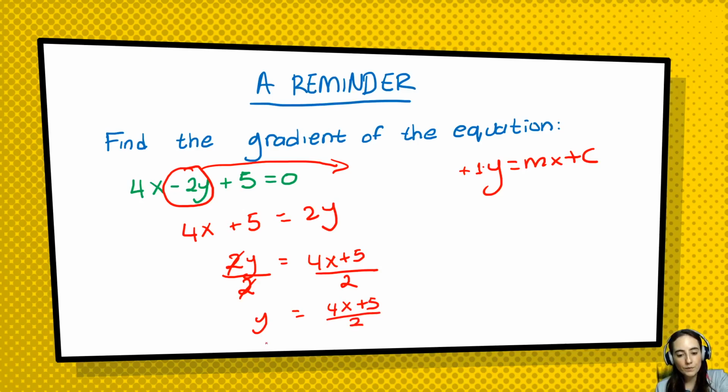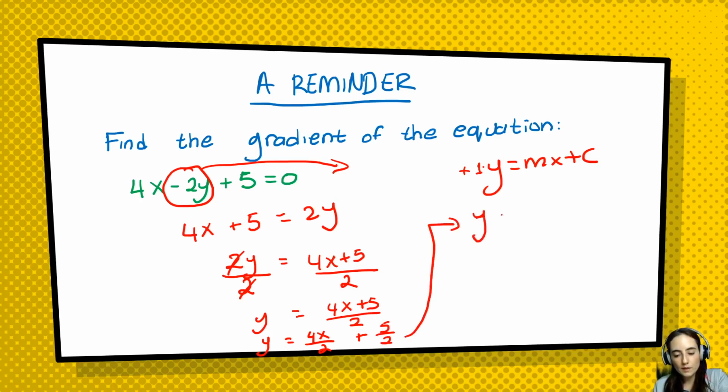Now, what does that mean? When we say over 2, it means that they both have the same denominator, which is 2, which means it can be rewritten like this: 4x over 2 plus 5 over 2. I'm just going to take you very quickly here on this side.